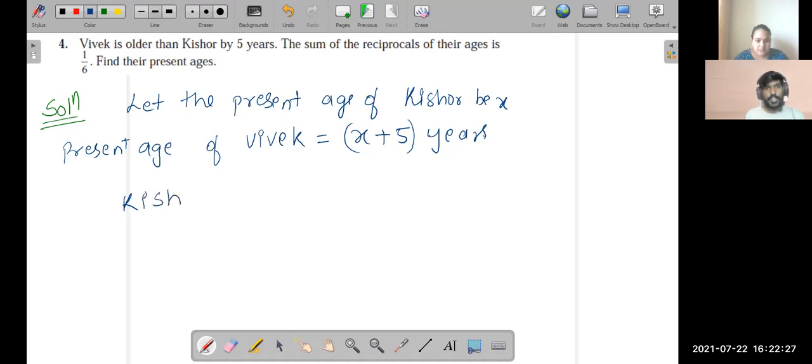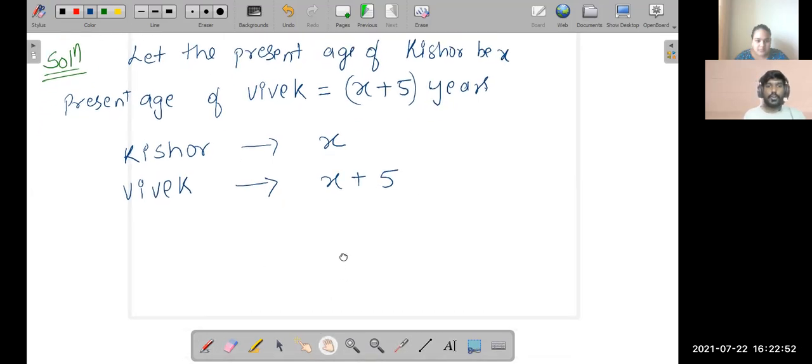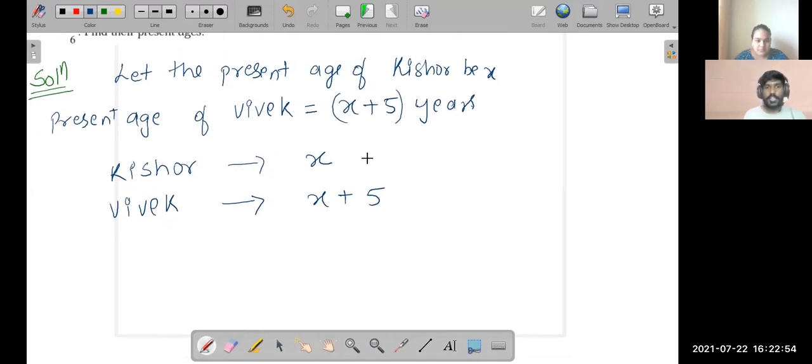So Kishore's age is X and Vivek's age is X plus 5. Now it is said that, this condition, the sum of the reciprocal of their ages. Okay, sum of reciprocal. So first what you do is you take the reciprocal of their ages.